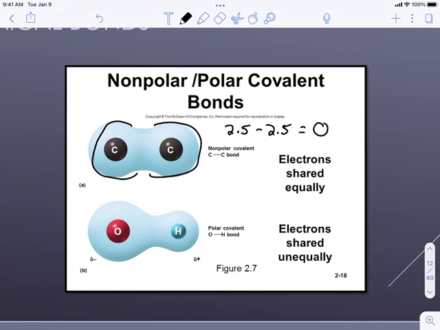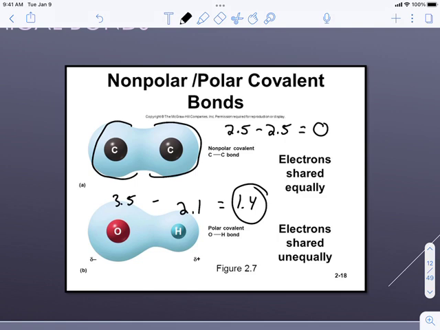Polar, on the other hand, at the bottom, we have oxygen and hydrogen. Hydrogen is 2.1. Oxygen is 3.5, and if we subtract them, we get the range of a polar bond between 0.3 and 1.7. So there's an unequal sharing there. Oxygen wants the electrons more than hydrogen.